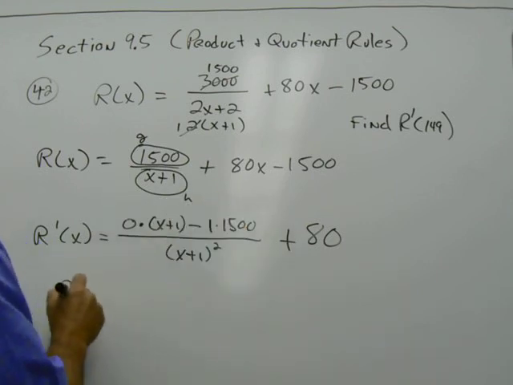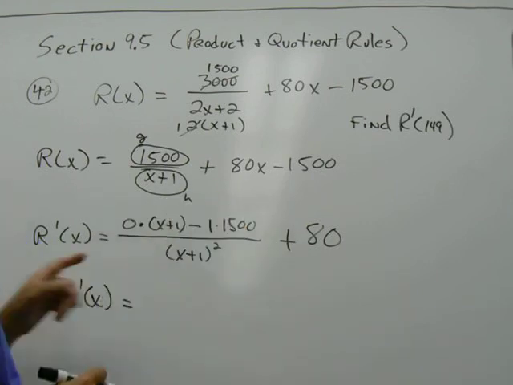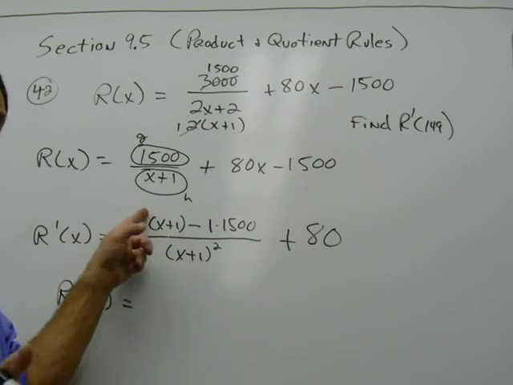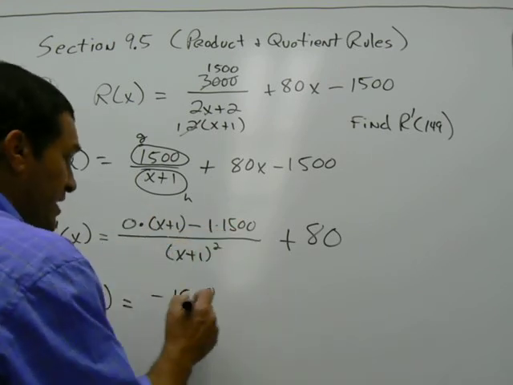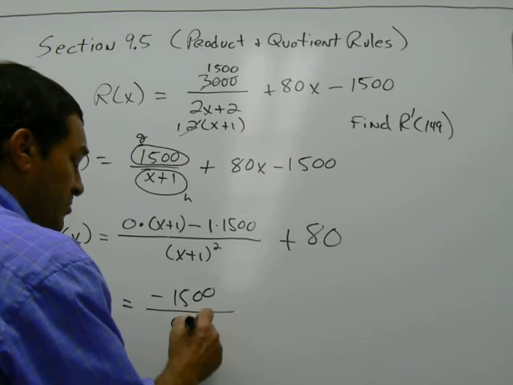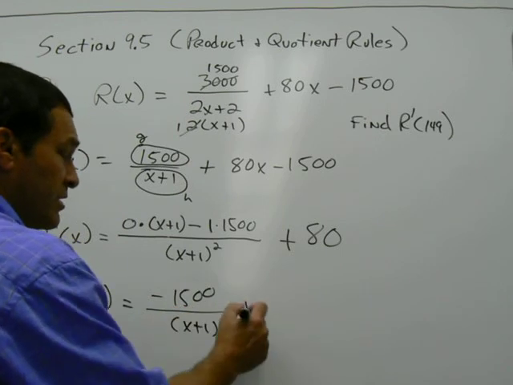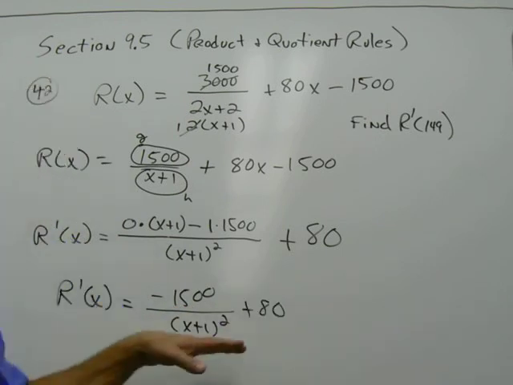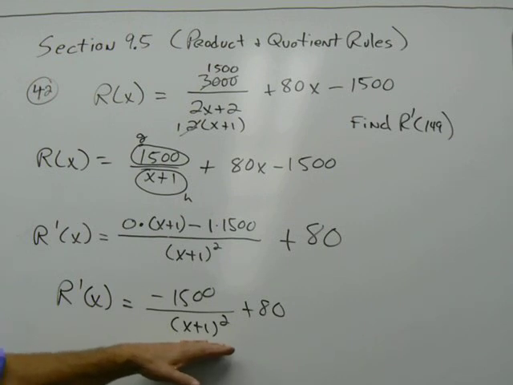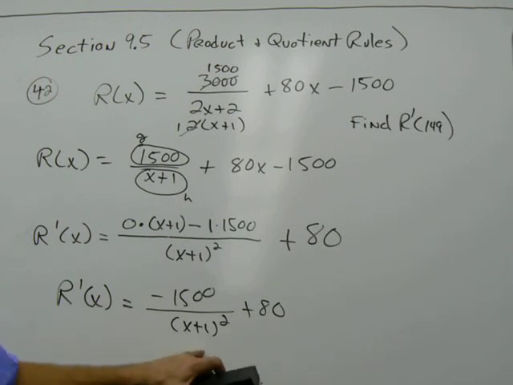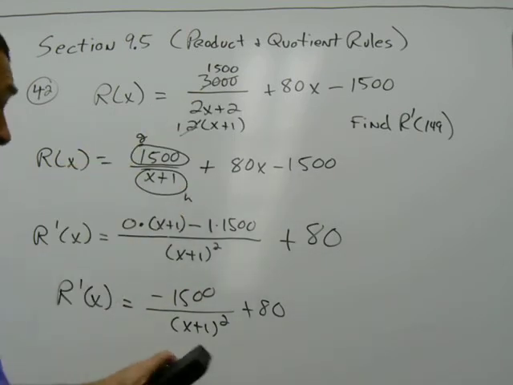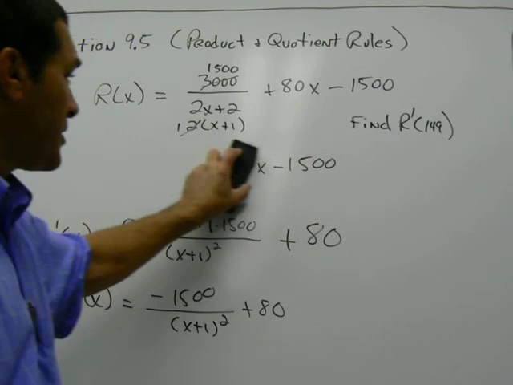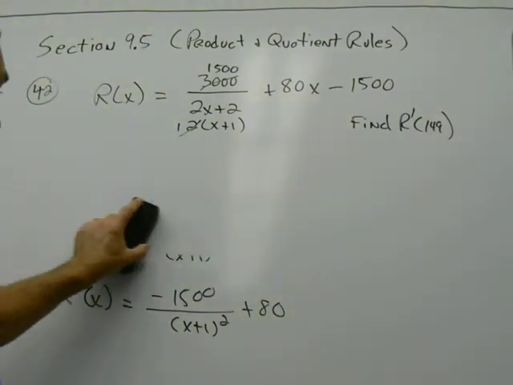Now, 0 times x plus 1 is going to be 0, minus 1 times 1,500 is going to be negative 1,500 over x plus 1 squared plus 80. So there is my derivative. And that also, by the way, is the marginal revenue function. If this is your revenue function, this is your marginal revenue function. I'm going to erase this intermediate work. We don't need it anymore.